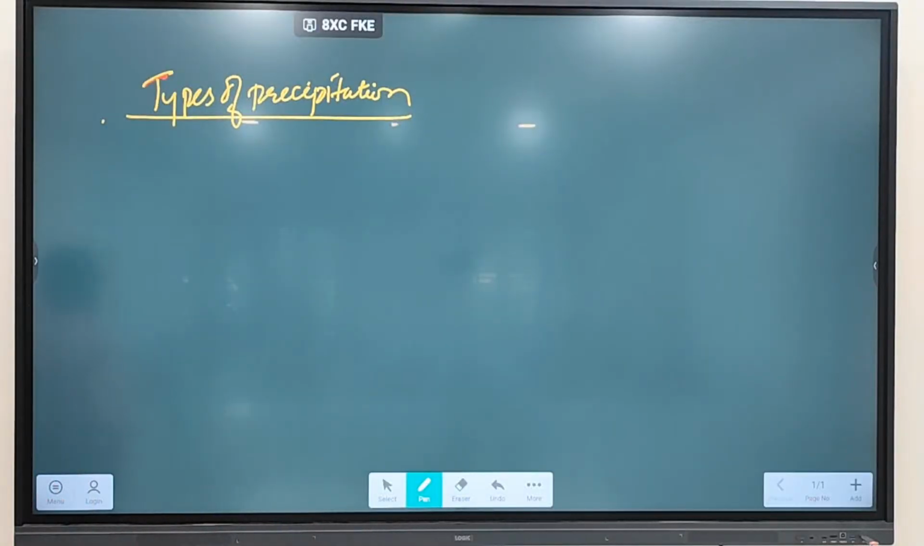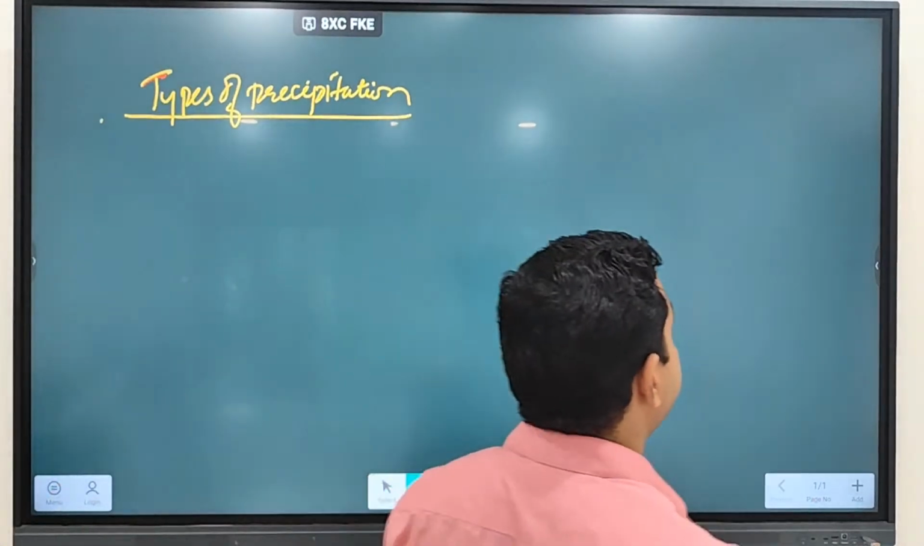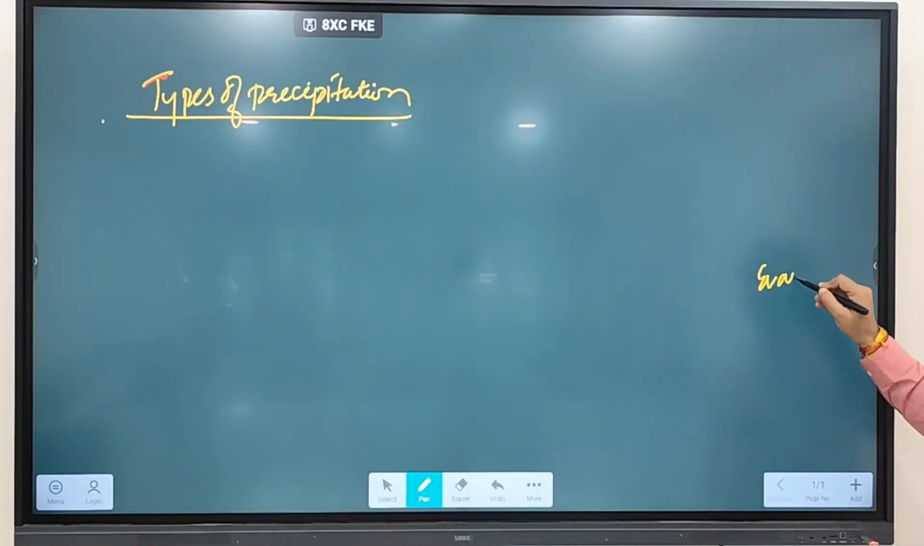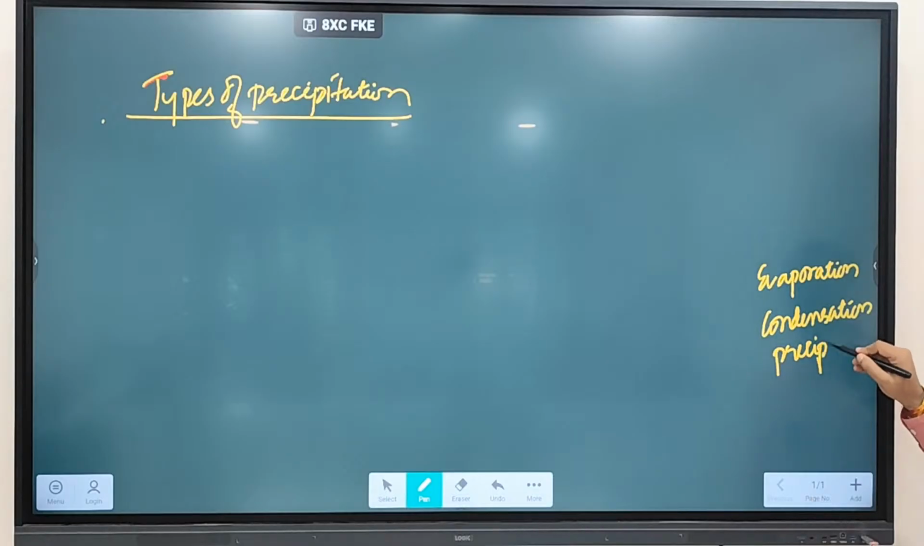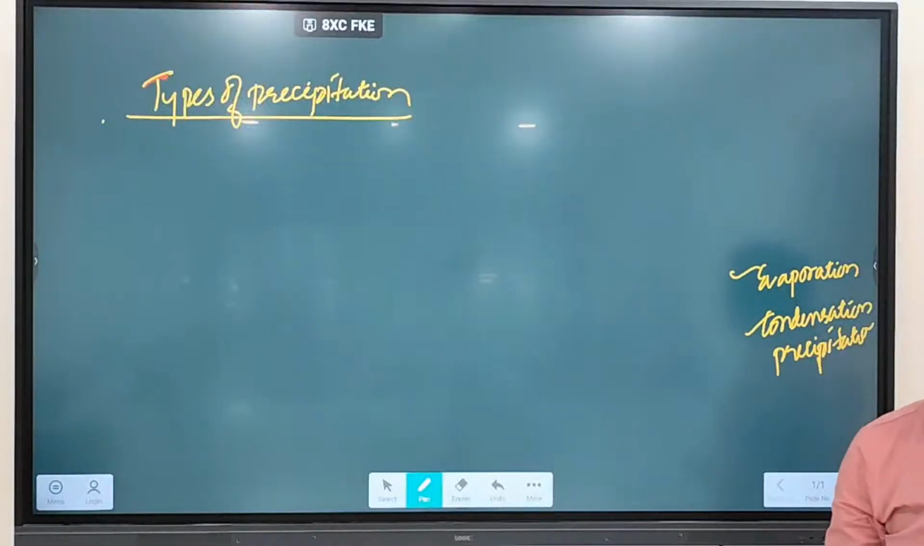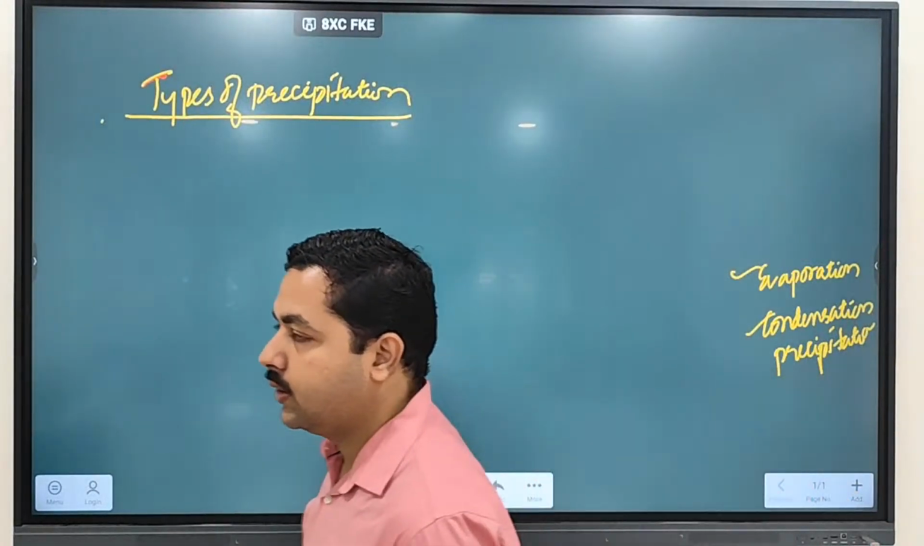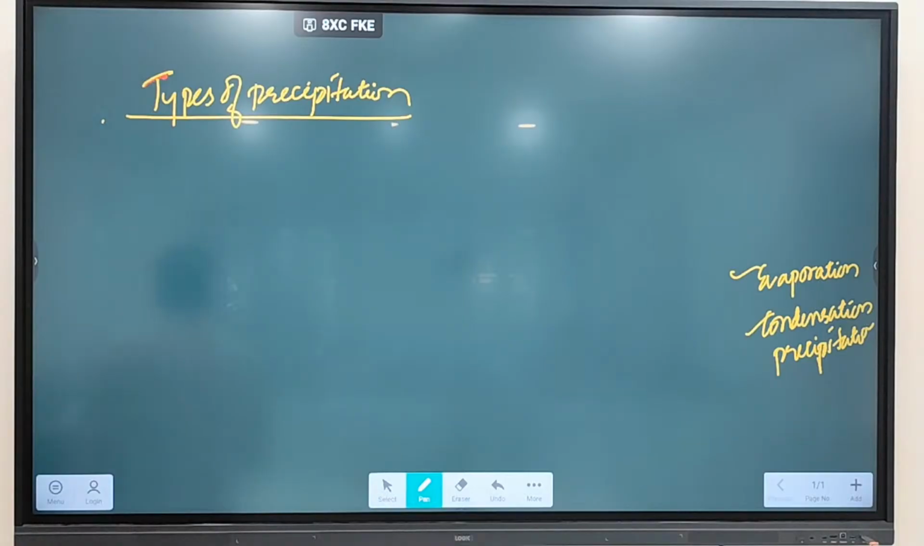Fine. Good morning. In the last class, we were discussing the concept of condensation. We discussed three mechanisms: evaporation, condensation, and precipitation. We discussed the factors impacting evaporation, and then various types of condensation like dew, fog, and frost. We also discussed smog and cloud formation. So those things we have discussed with regard to condensation, and then we started with the concept of precipitation.